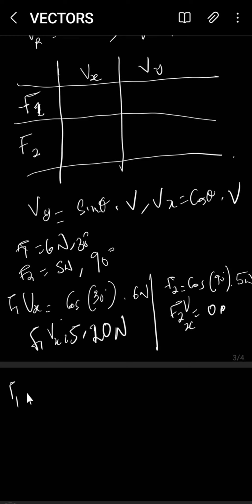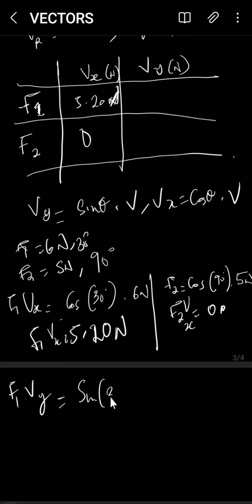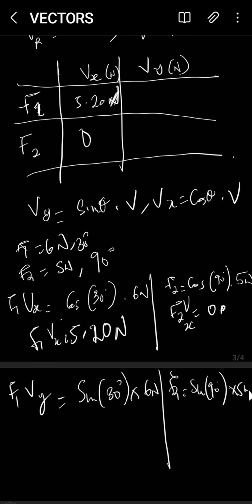Let's find our Vy. All right, first we can place this in our box. So F1 has got 5.20 newtons. F2 has got 0. So you can say newtons in there, right? You just cancel it if you've put newtons there. Okay, so for F1, that would be sine 30 degrees multiplied by 6 newtons. For F2, that would be sine 90 degrees multiplied by 5 newtons.